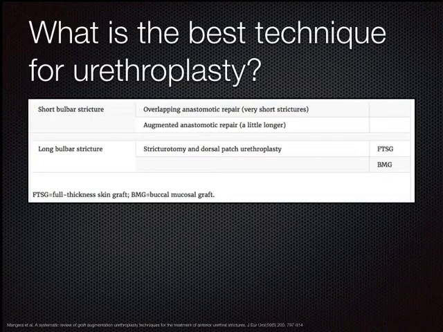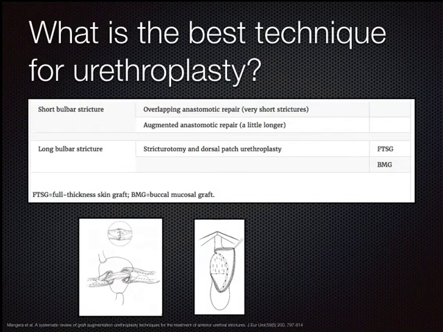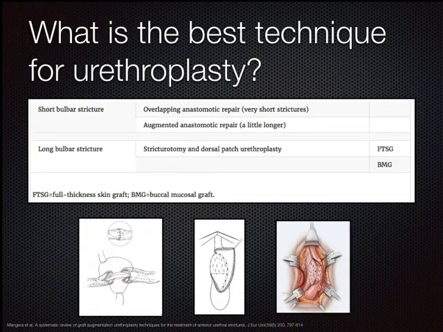So for a short bulbar stricture, the best approach is an anastomotic urethroplasty. If the stricture is slightly longer and a simple anastomotic urethroplasty can't be achieved without tension, then you can consider the augmented anastomotic urethroplasty with a buccal graft. Knowing when to augment versus not can be a difficult decision, but they said if in doubt, use a graft to augment in order to minimize any tension. For a long bulbar stricture, they recommended a dorsal onlay urethroplasty, for example, the Barbagli technique, which I reviewed.